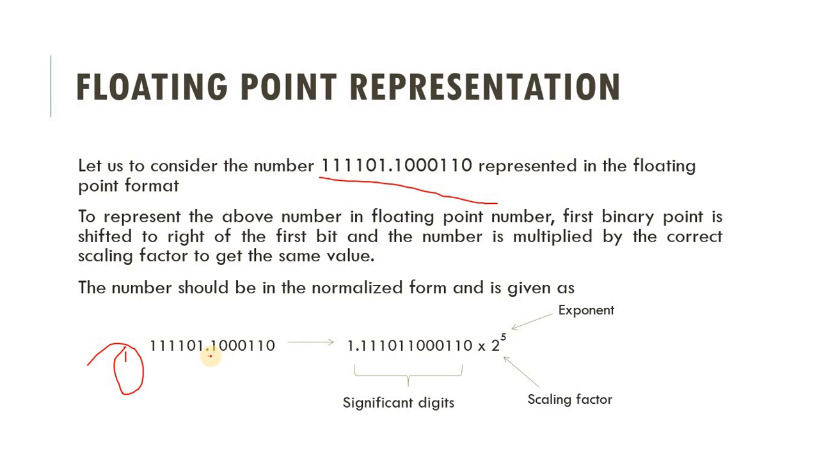Now we have to move the decimal point after the first digit. So the number becomes 1.111011000110. As per the syntax, this is the significant digits, and then the scaling factor is 2, because it is a binary number. Now the exponent: we have shifted the radix point by 5 digits, the first, second, third, fourth and fifth. So the exponent becomes 5. That is how we can normalize any number into floating point representation.